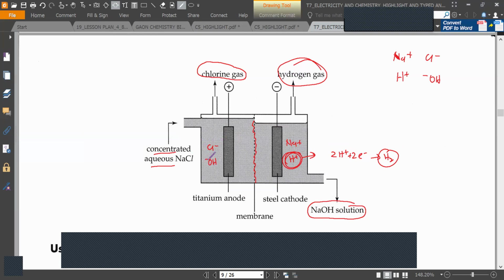Because it is concentrated, the chloride will react. Chloride turns to chlorine, removing 2 electrons. This is how we have the chlorine gas. So in the end, we are left with hydroxide and sodium, which is removed from here. So this is the concept for this question.